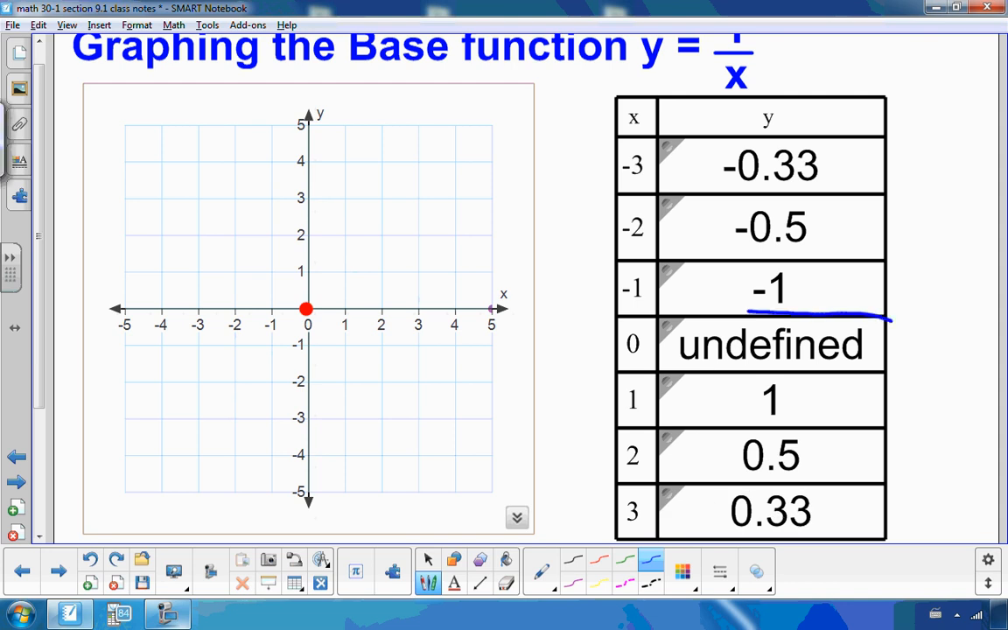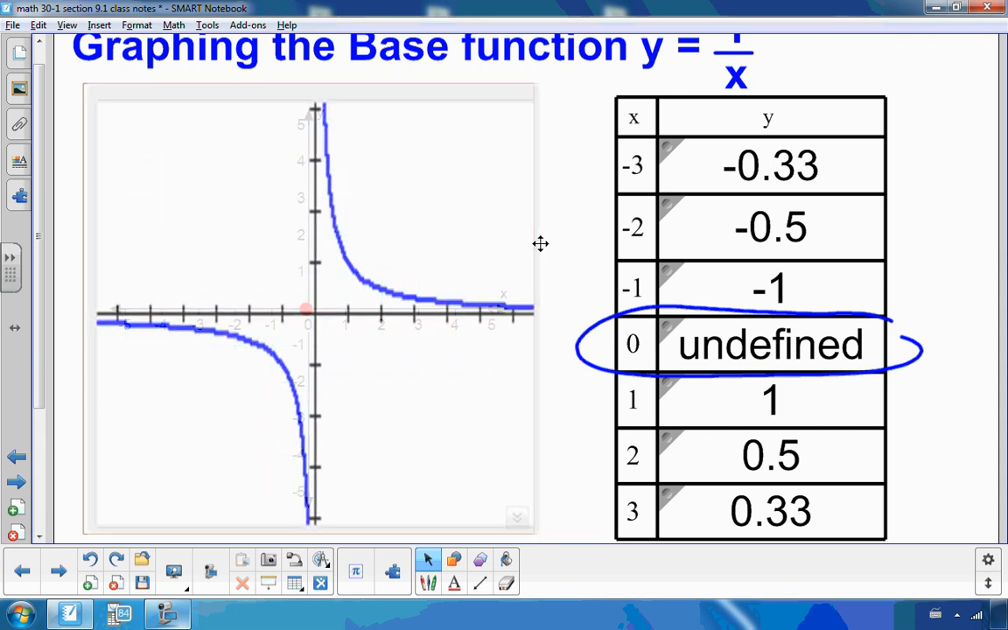Right here, this one here is really interesting to me, is that it's undefined when x is 0. So I can put these points into my graph here and then graph it, and it's going to look like this. Okay, so there are two mirror images of one another with a linear graph. We're always looking for those two mirror images.